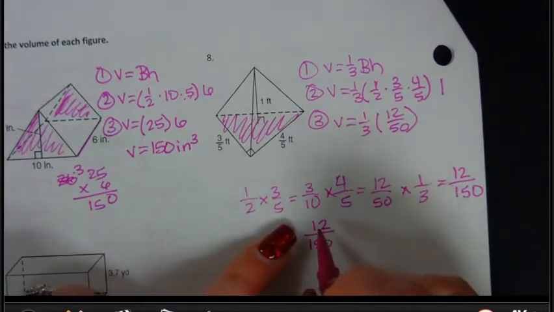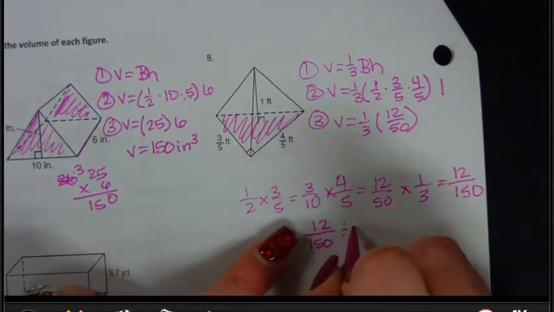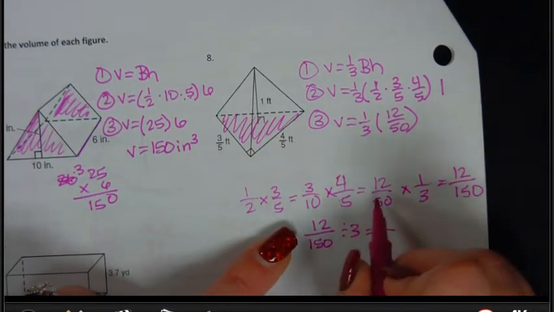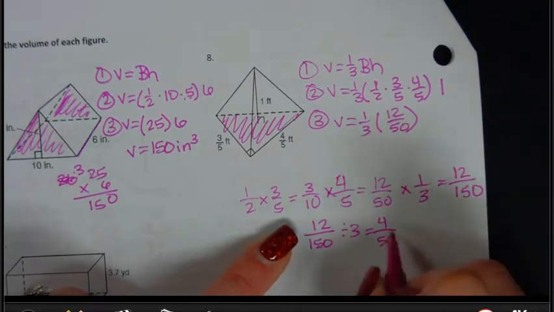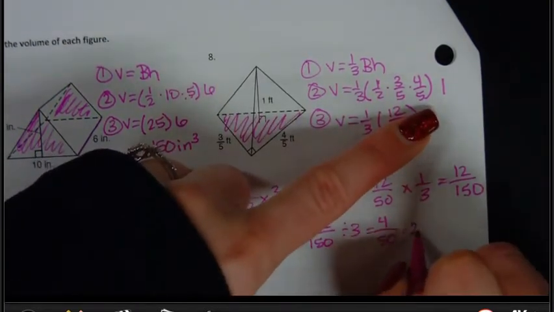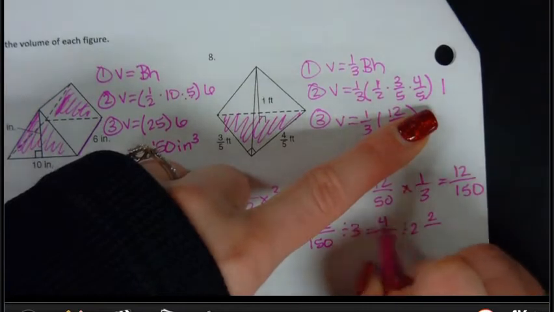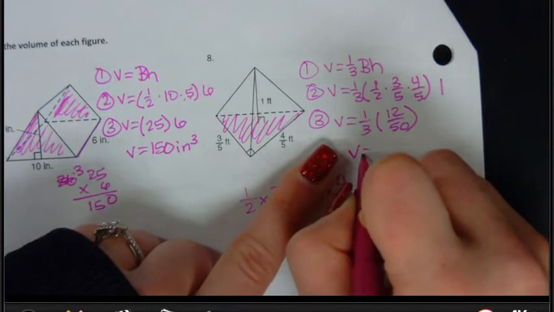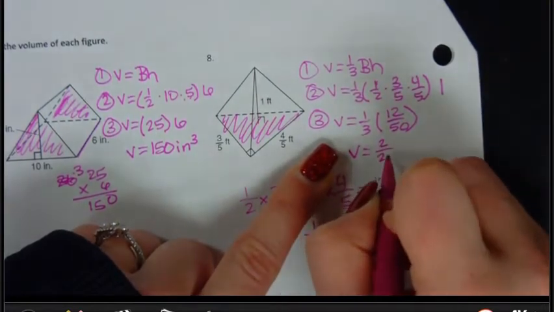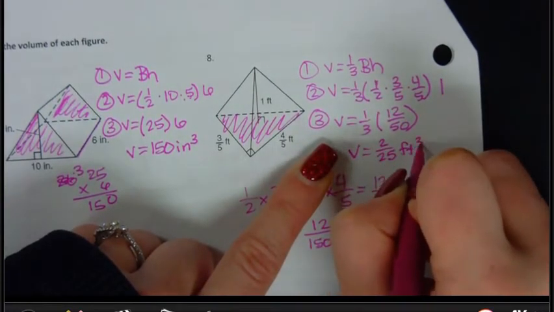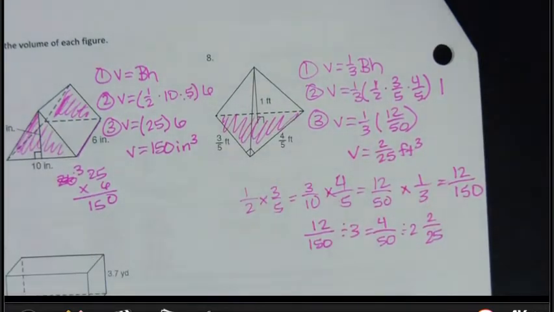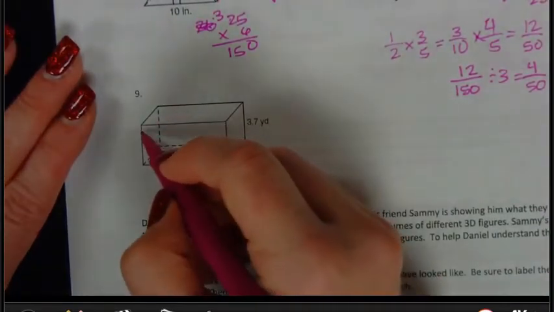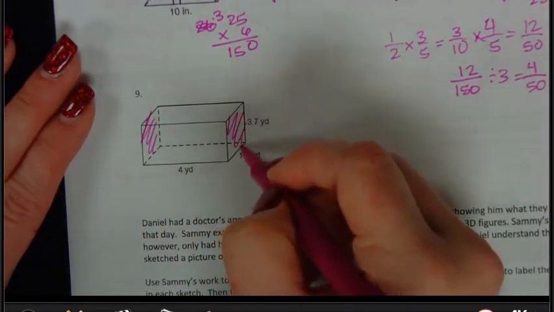Okay, I know that I can simplify both 12 and 150 by 3. So 12 divided by 3 is going to get me 4. 150 divided by 3, well, I just did the opposite, is 50. I know that 4 and 50 are both even, so I'm going to divide them both by 2. 4 divided by 2 is 2. 50 divided by 2 is 25. To have an ending volume of 2/25 feet cubed. Okay, 2/25 feet cubed.